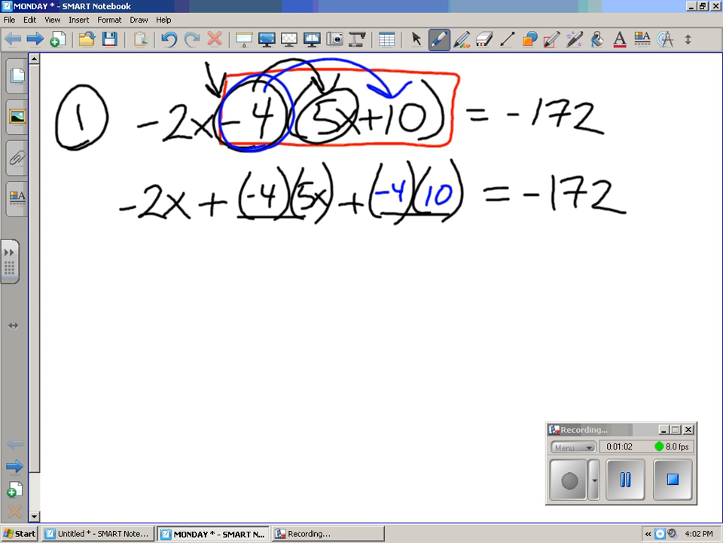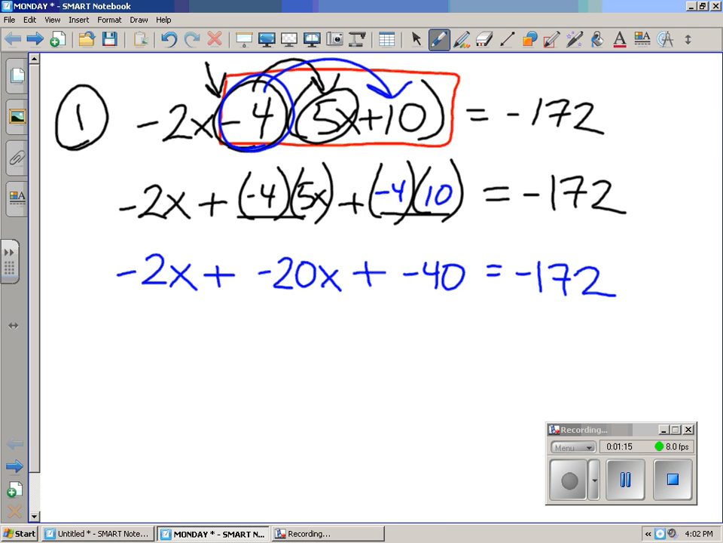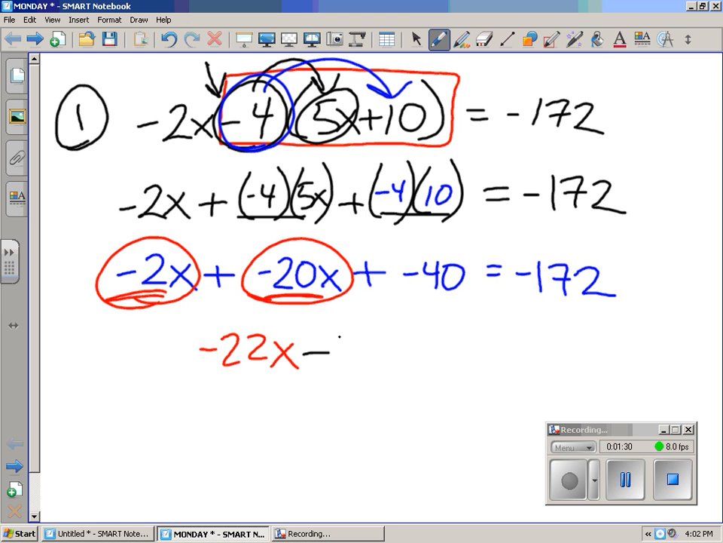Then I'm going to go through and multiply. Negative 4 times 5x gives me negative 20x. And negative 4 times 10 gives me negative 40. The next step is to collect like terms. And then I look at the coefficients. Negative 2 plus negative 20 is negative 22x. And then this is a negative 40, or plus a negative 40.